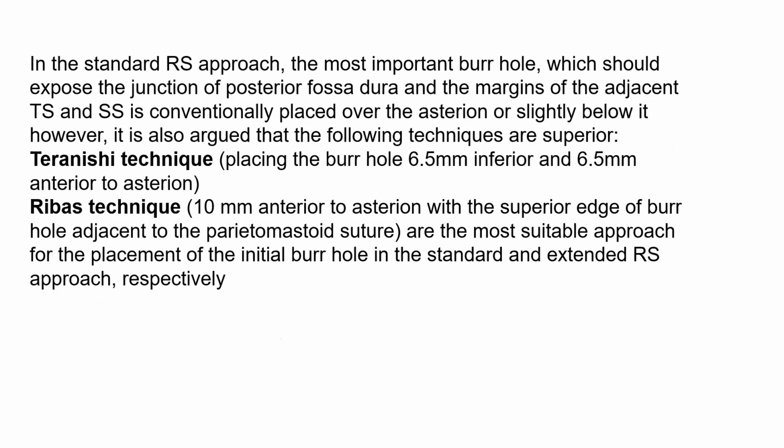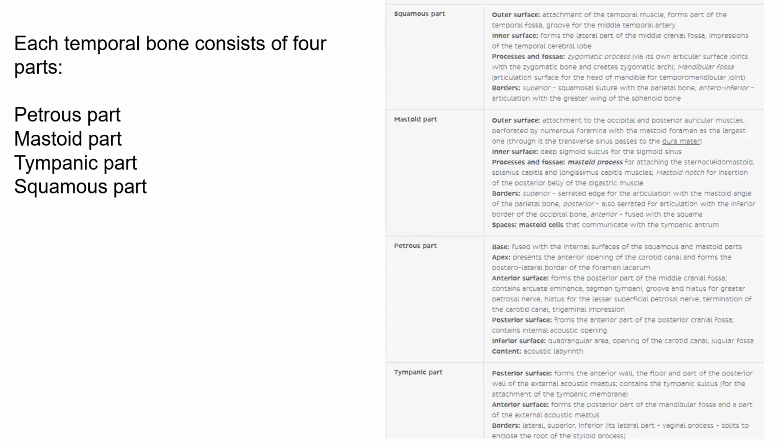In the Taranashi technique, the burr hole is placed about 6.5 mm inferior and 6.5 mm anterior to the asterion, and in the Rebus technique, the burr hole is placed 10 mm anterior to the asterion, with the superior edge of the burr hole adjacent to the parietomastoid suture. These are the most suitable approaches for the placement of the initial burr hole in the standard and extended retrosigmoid approaches, respectively. So these techniques are considered to be better.